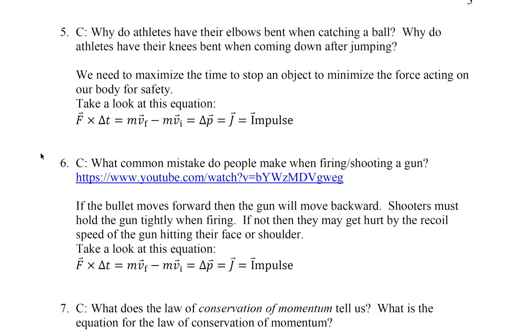Question 5. Why do athletes have their elbows bent when catching a ball? Why do athletes have their knees bent when coming down after jumping? We need to maximize the time to stop an object to minimize the force acting on our body for safety. So take a look at this equation again. If we have v final to be 0, the left-hand side is F delta t, the right-hand side is minus mv initial. So for safety reasons, we want delta t to be as big or large or long as possible.